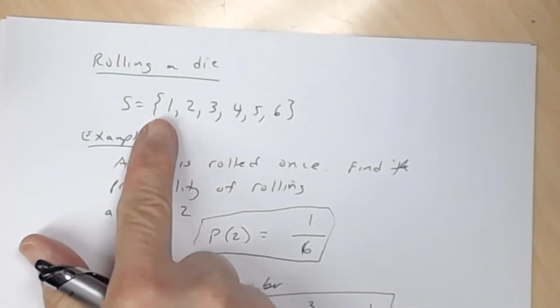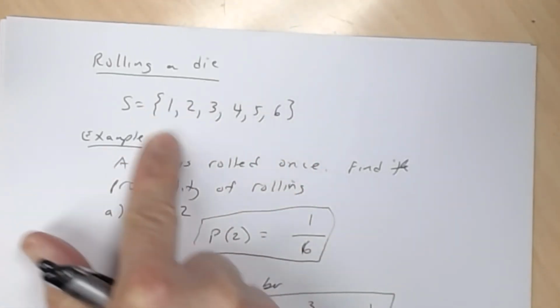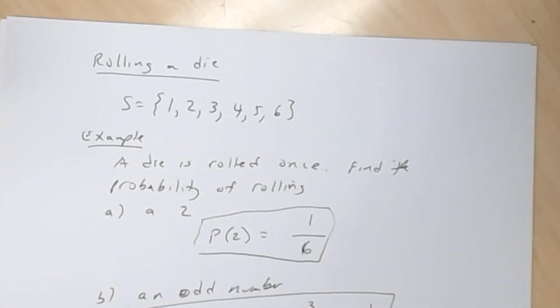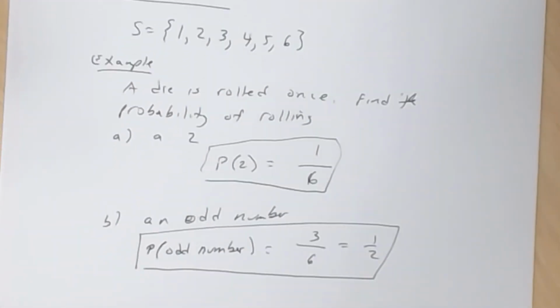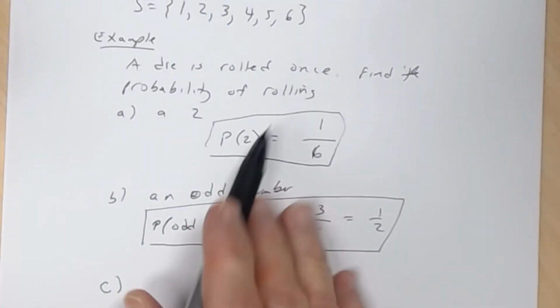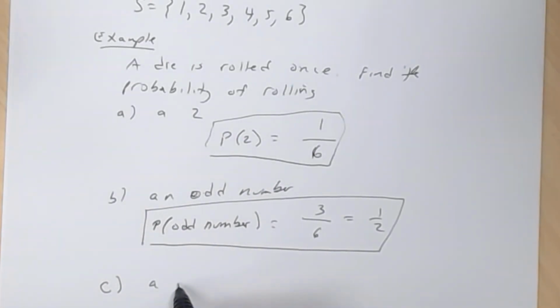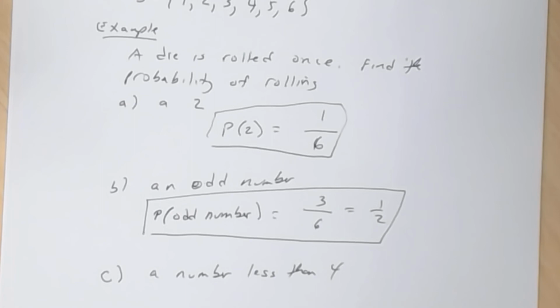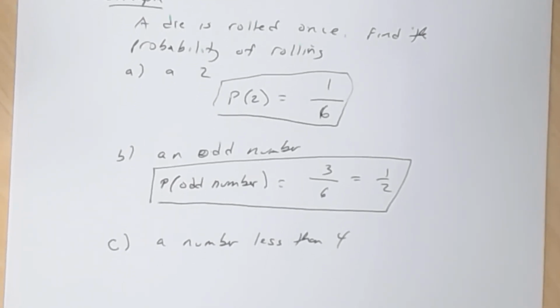Kind of makes sense because you have 3 odd numbers out of what? 6. And how many even numbers? 3. All right, so 3 odd, 3 even. So it's 50-50. Y'all agree? All right. C, what is the probability of rolling a number less than 4? Less than 4. So probability of rolling a number less than 4.